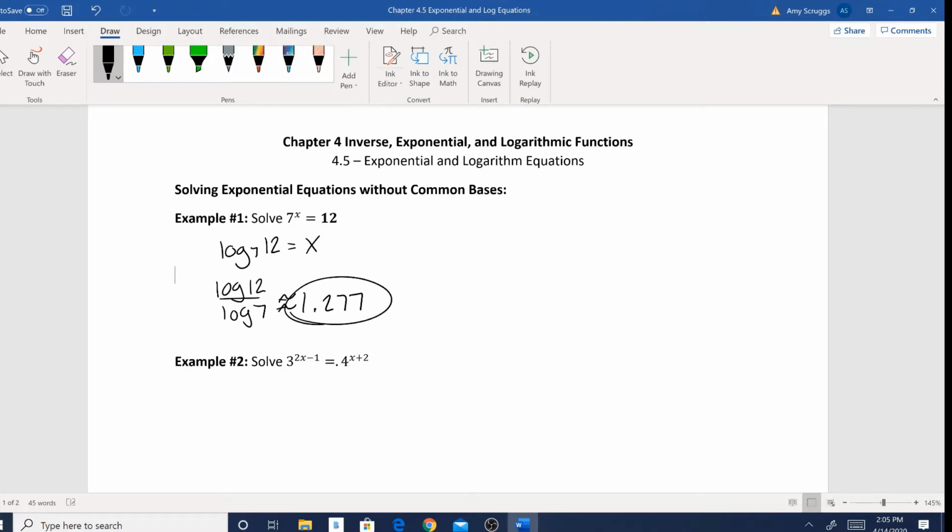1.277, okay? Now, I only rounded this one to 3 decimals, but on your test, I'll probably indicate exactly how far to round it. It's probably going to be 3 or 4, just depending on the problem, okay?